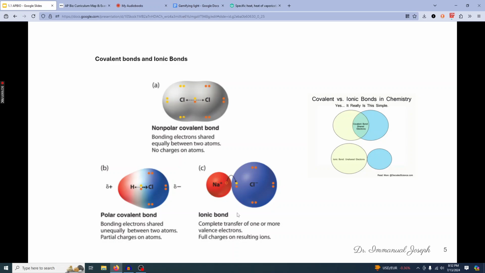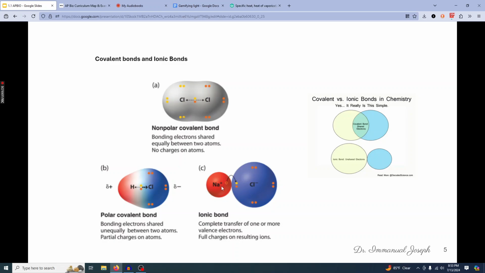Okay. Ionic bonds is when an atom decides to give away an electron, and another atom decides to accept that electron. So here we have an example of sodium chloride. As you know, it's common salt. Sodium has 1 electron in its outermost shell, and we have chlorine, which has 7 valence electrons. Now, sodium decides to give instead of sharing. It's easy for sodium to just give away its electron, and for chlorine to accept that electron.